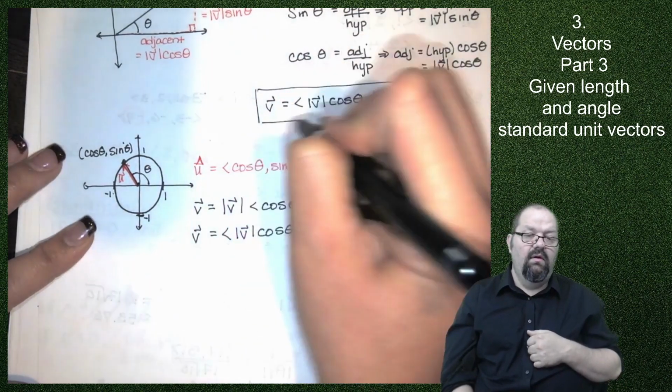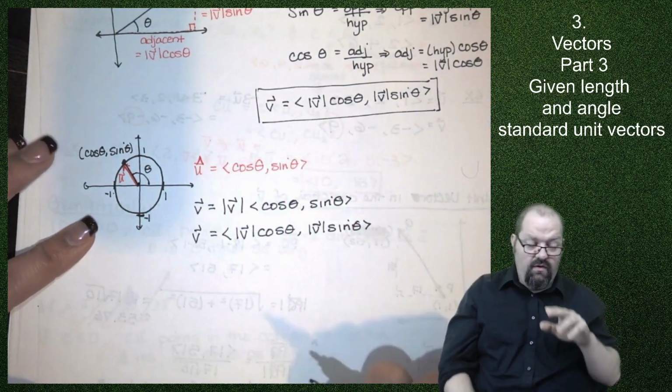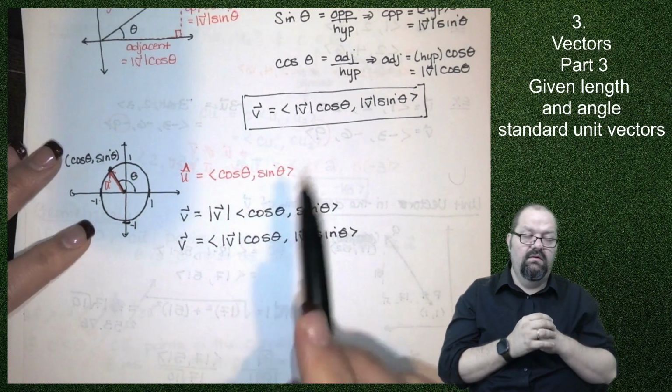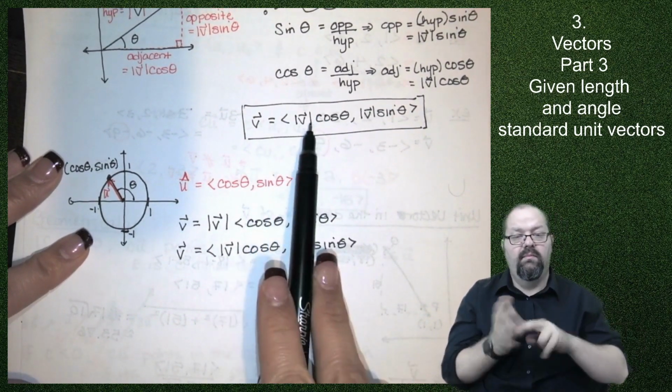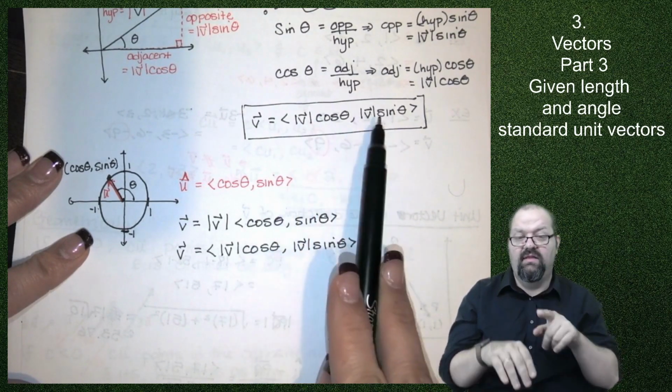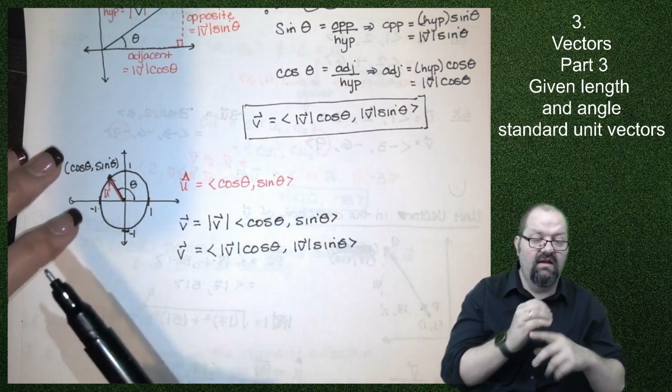So if you know theta, the angle that your vector makes with the positive x-axis, and this has to be 2D, then v is its length times cosine of theta, that's its x component, and its length times sine of theta, that's its y component.